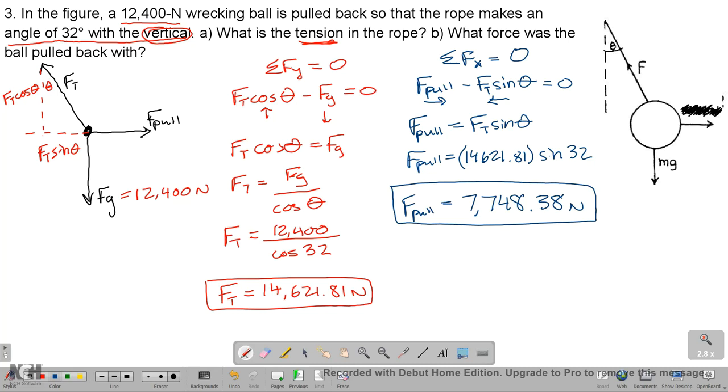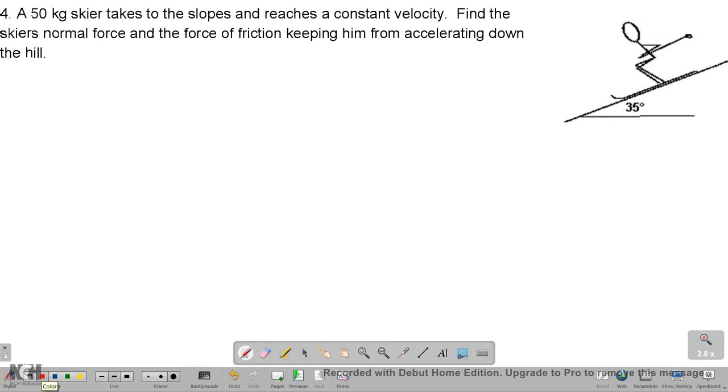And we'll finish up with problem 4. Okay, so a 50 kilogram skier takes to the slopes and reaches a constant velocity, which is key because that tells us that the forces are balanced in the x direction. Find the skier's normal force and the force of friction keeping him from accelerating down the hill.